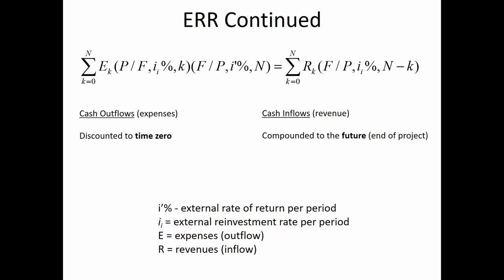But just briefly, what you're doing is you're saying that the expenses and the revenues are equal, but you have to take the expenses to the present. So that's the outflows to the present. You take the revenues to the future, and you do both of those things at the rate i sub i. So i sub i is the given external reinvestment rate. And then what you're doing is you're solving for the unknown external rate of return when you take all of these expenses, which have been moved to the present, to equilibrium with the revenues by applying the F/P factor.